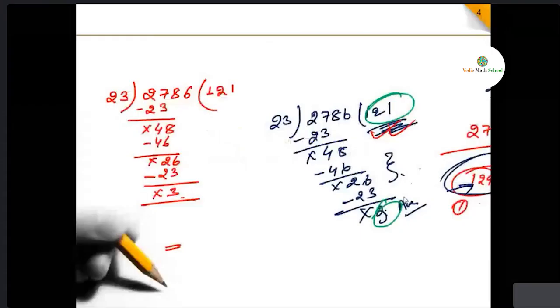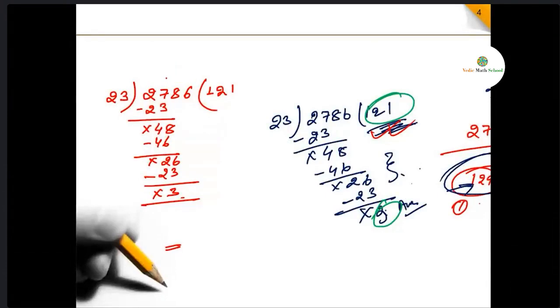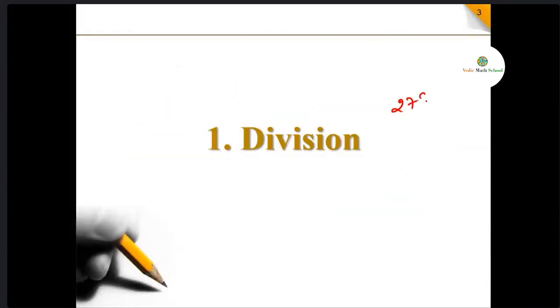Suppose there is a number 278. Okay, 278. And we have to divide this number by 29. How are we going to divide? Should I divide 29 into 278? How many times? We will have to check. 8 times, maybe 9 times.